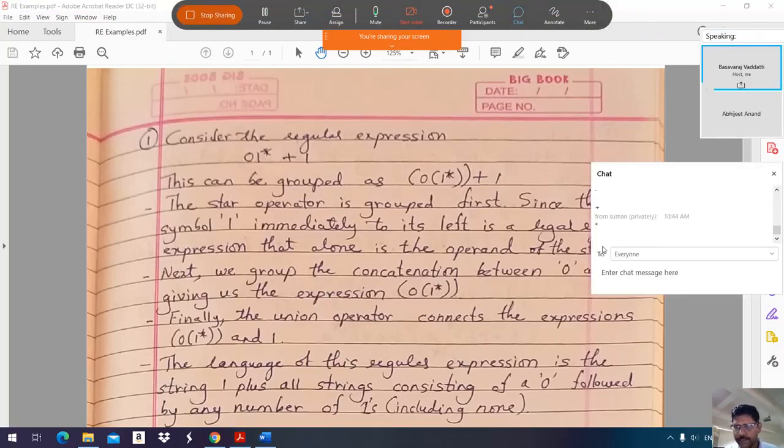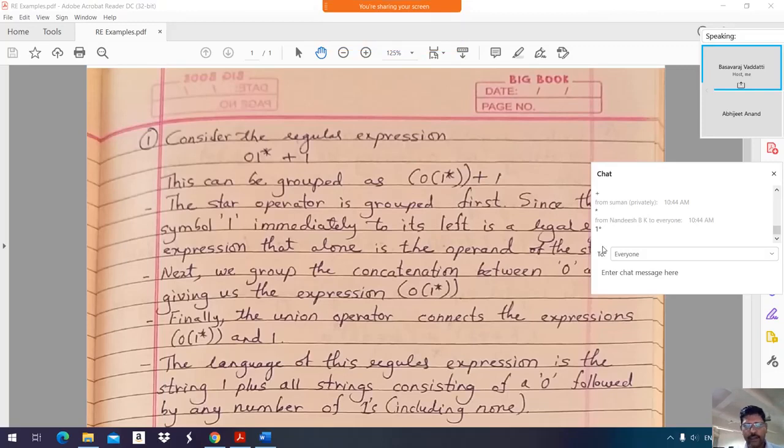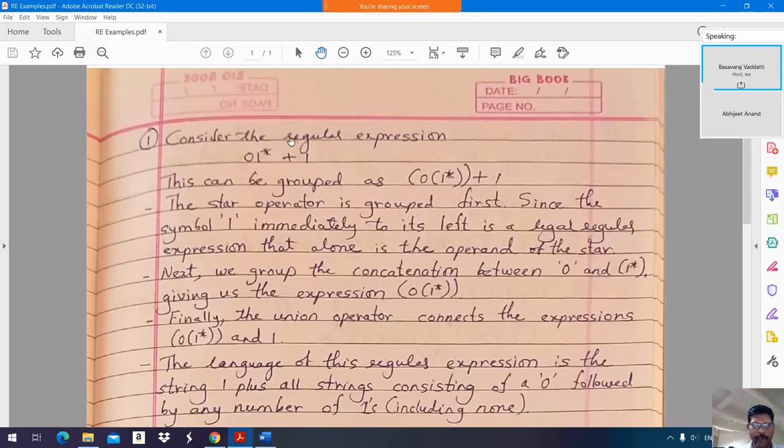The first one is star, the second one is dot, that is concatenation, and the third one is plus, that is union. This is the hierarchy of operations related to this example. Look at here, I have written that also. This is the default precedence.